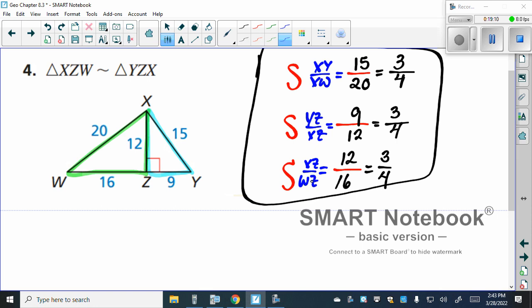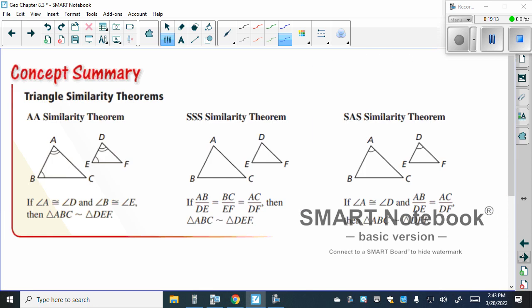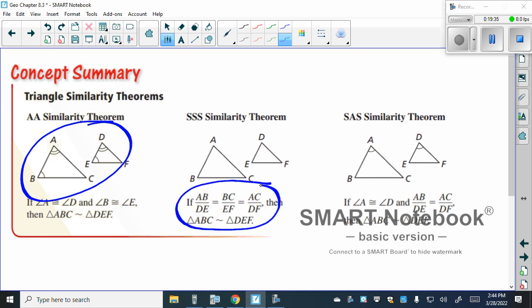Any questions on any of this here? So, what we've covered in 8.2 and 8.3 are these 3 properties. Angle similarity: if we have 2 sets of angles that are congruent in the 2 triangles, then the 2 triangles are similar. Side, side, side similarity: if we have 3 sets of proportional sides, then the 2 triangles are similar. And lastly, if we have 2 sets of proportional sides with a congruent angle in the middle, the 2 triangles are similar. And these are our 3 main ways of showing similarity. And that's it.